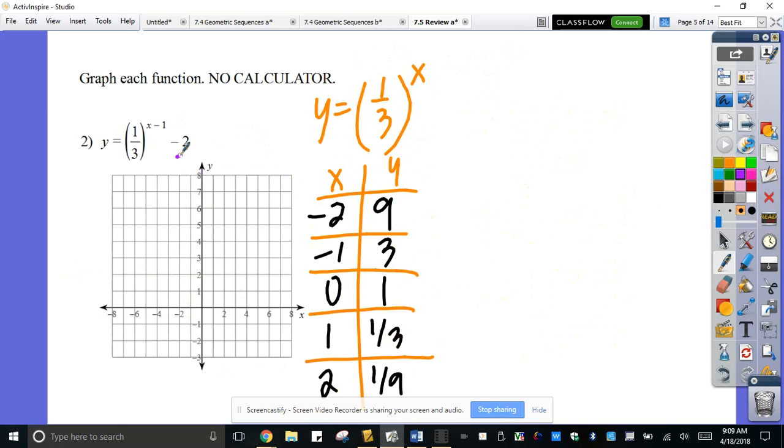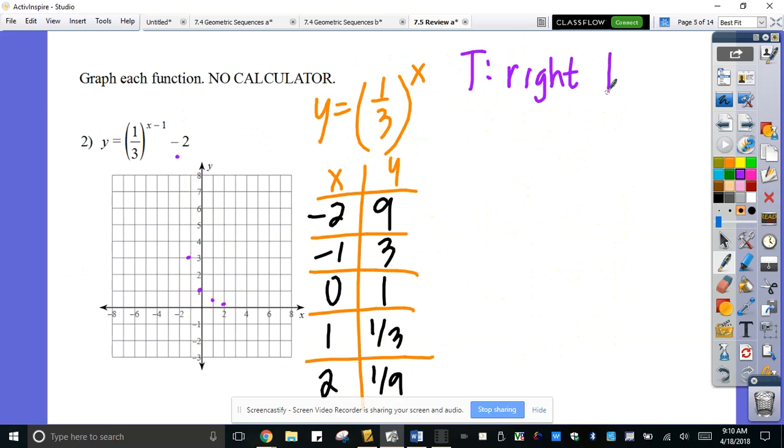We know it's exponential decay because 1/3 is between 0 and 1. -1, 3, 0, 1, 1, 1/3, and 2, 1/9, a very small number. If you see those 5 purple points, that's the graph. Those are the points to graph my parent function. Although there's a transformation in this problem, x minus 1 tells us the transformation will go to the right 1, or translate 1 to the right.